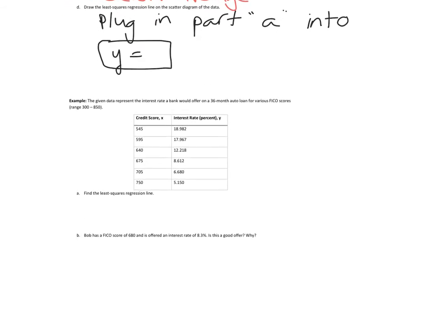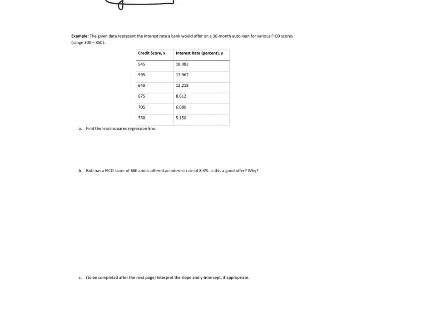And I'll have you guys plug in this information into your calculator. So this says the given data represents the interest rate a bank would offer on a 36-month auto loan for various FICO scores. And so how loans normally work, if you have a good credit score, your interest rate is lower. If you have a bad credit score, your interest rate is higher.